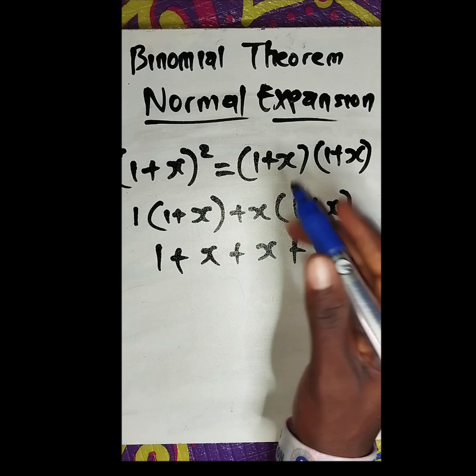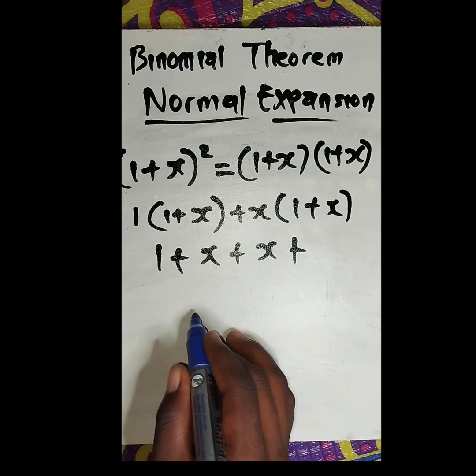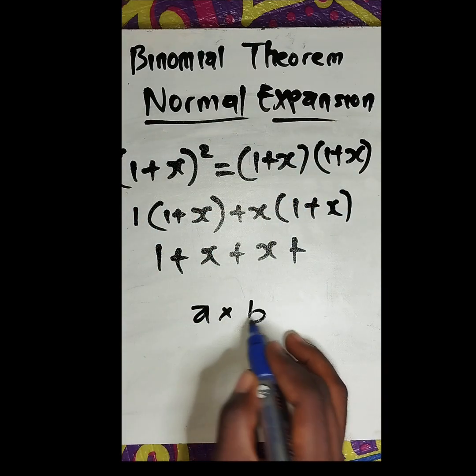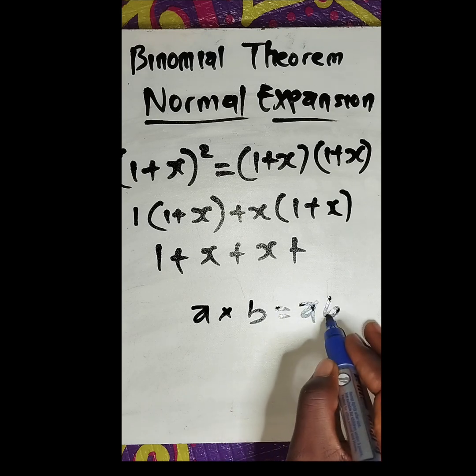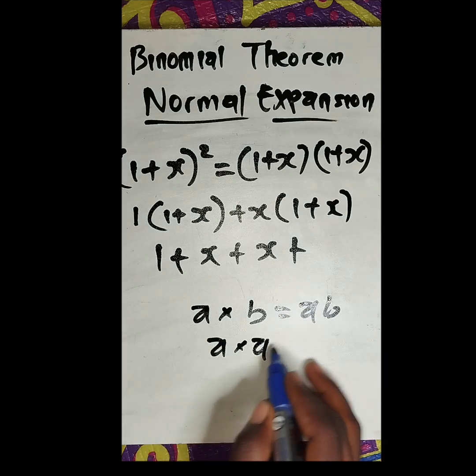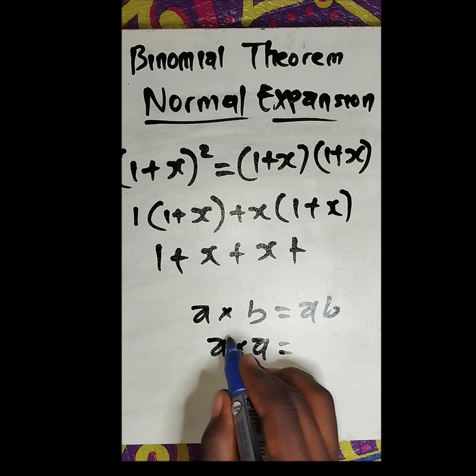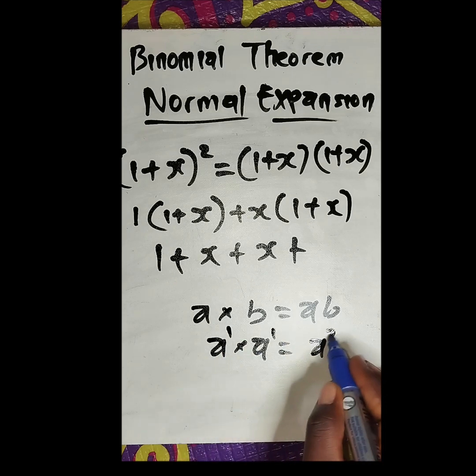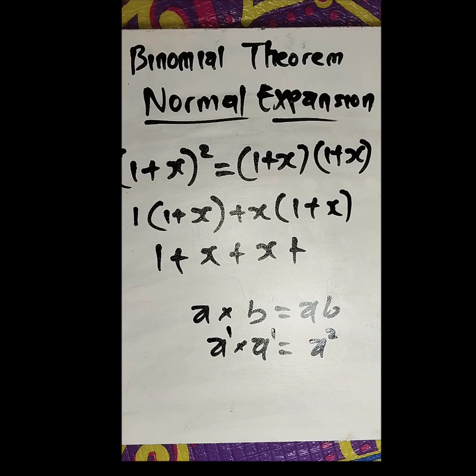If they are different letters, you bring them together. Let's say, for example, you have a times b. a times b is going to give you ab. But if you have a times a, what do you do? You add their powers together. This has a power of 1, so that will give you a squared. So that's cool.